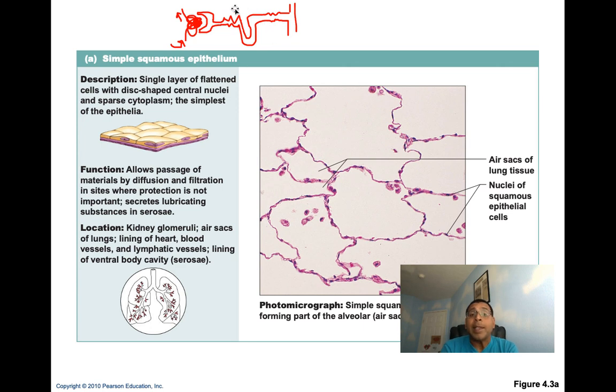This is inside the kidney. Each of your kidneys has millions of these tiny blood processing units that are called nephrons. Okay, we're going to talk more about them. This class is so much fun.